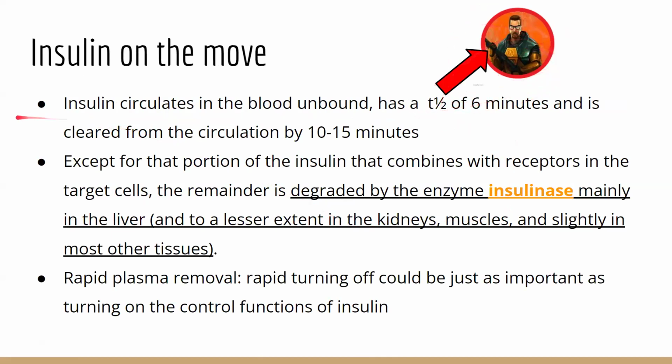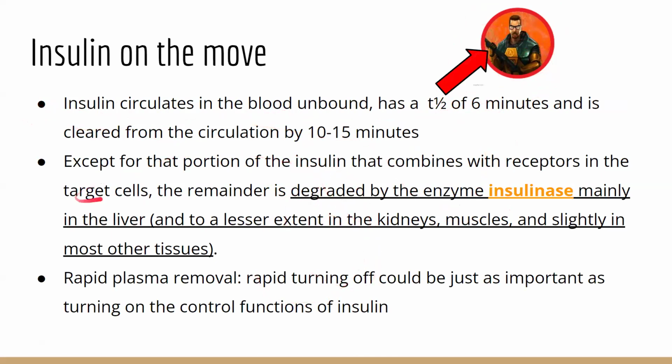Insulin on the move. Insulin circulates in the blood unbound, because it's a hydrophilic molecule, so it does not need to bind to a protein to circulate within the body. That's for lipophilic ones. Lipophilic hormones have the advantage of going straight through a cell membrane because there's nothing inhibiting them. Hydrophilic ones, like insulin, require a receptor on the cell surface membrane.